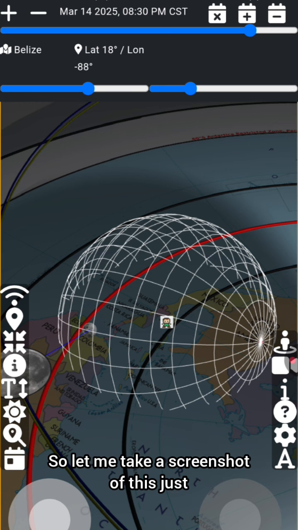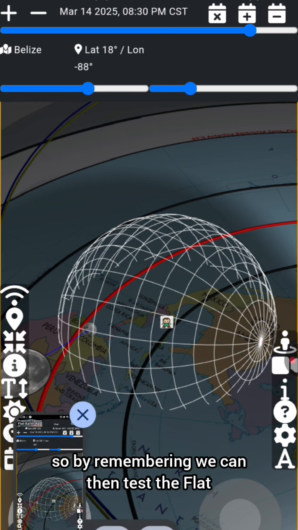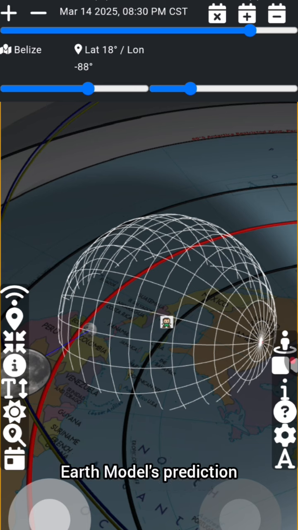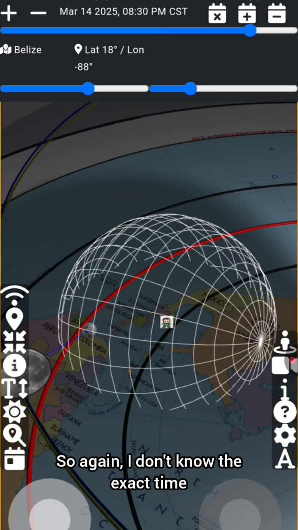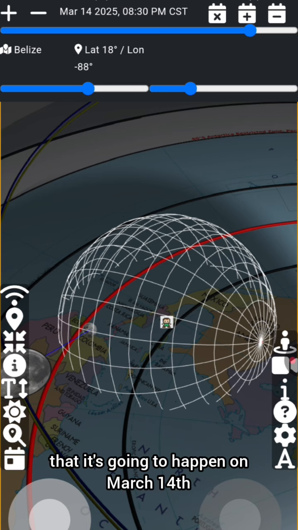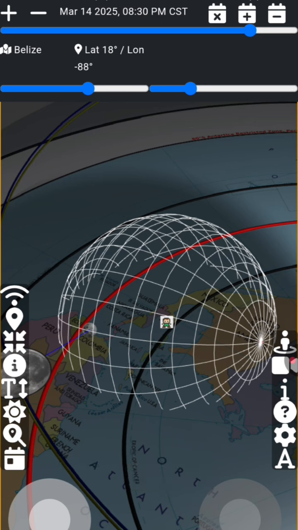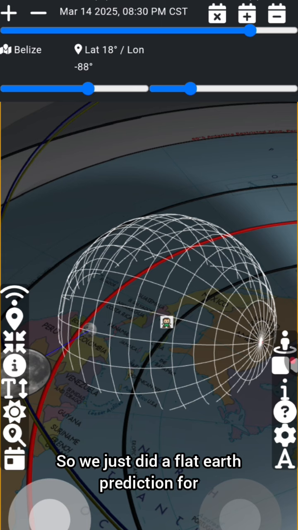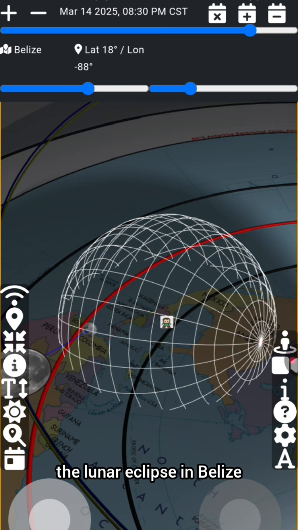So let me take a screenshot of this just so I remember, and we can then test the flat Earth model's prediction. So again, I don't know the exact time. These are just Saros cycles that we could predict if we wanted to know that it's going to happen on March 14th. But then to get the exact timing, you need to use flat Earth models and do what I just did. So we just did a flat Earth prediction for the lunar eclipse in Belize.